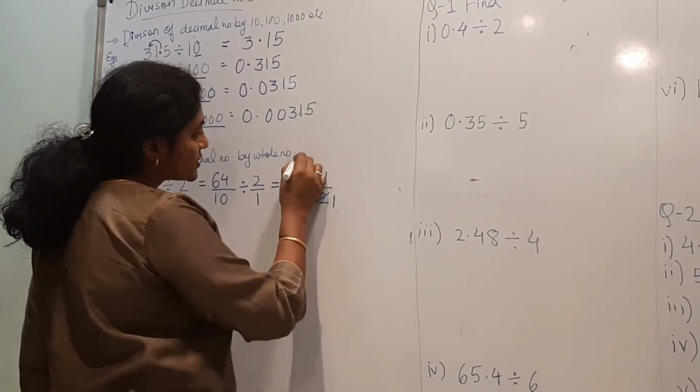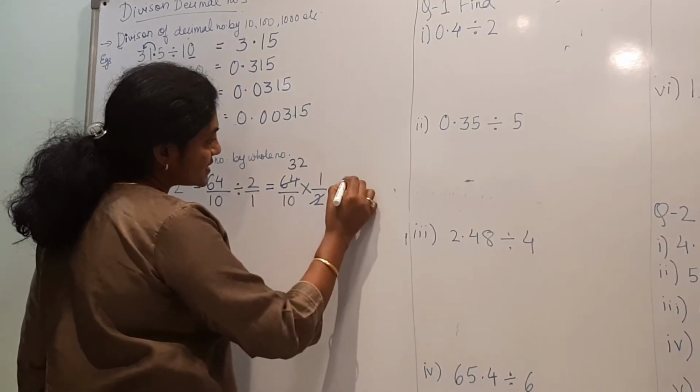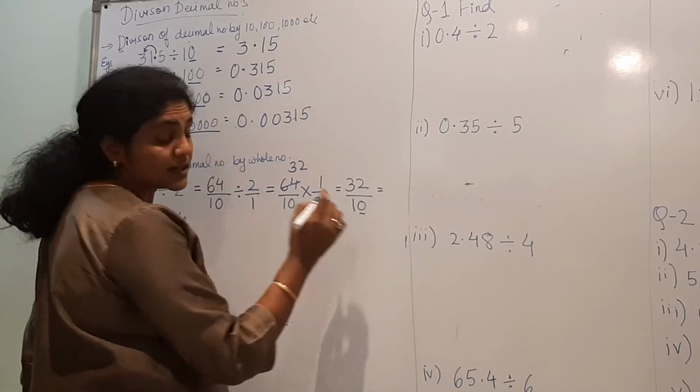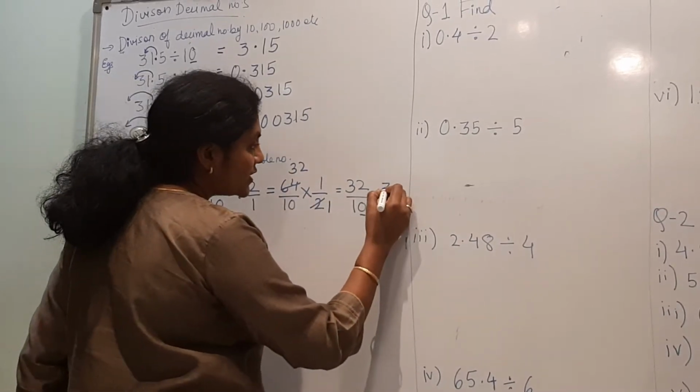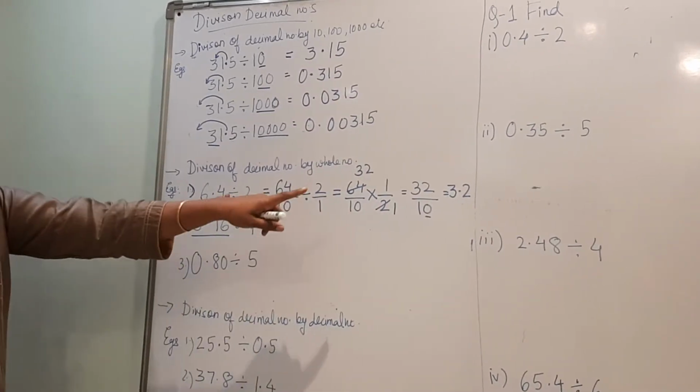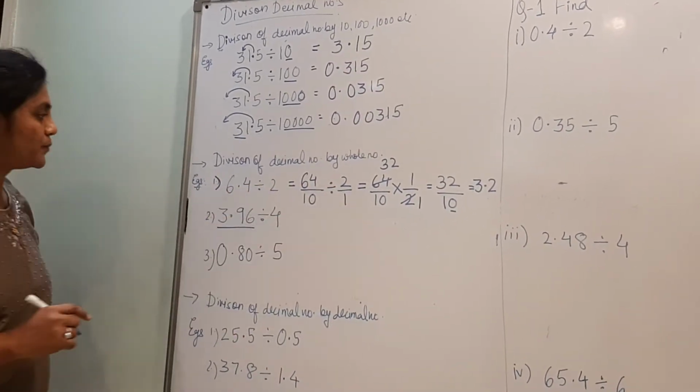So this is 32 by 10. One divided by 10, so the point will be placed before one digit. So the answer will be 3.2.